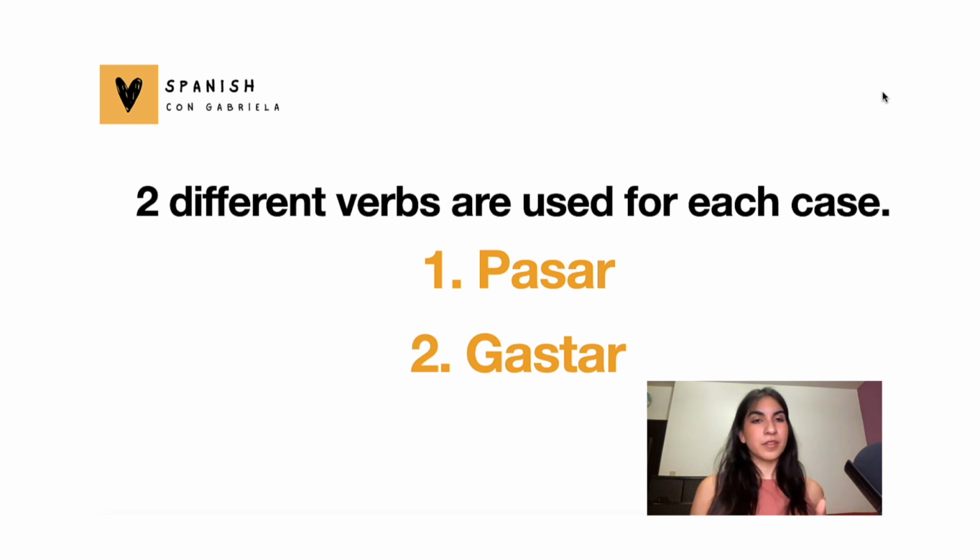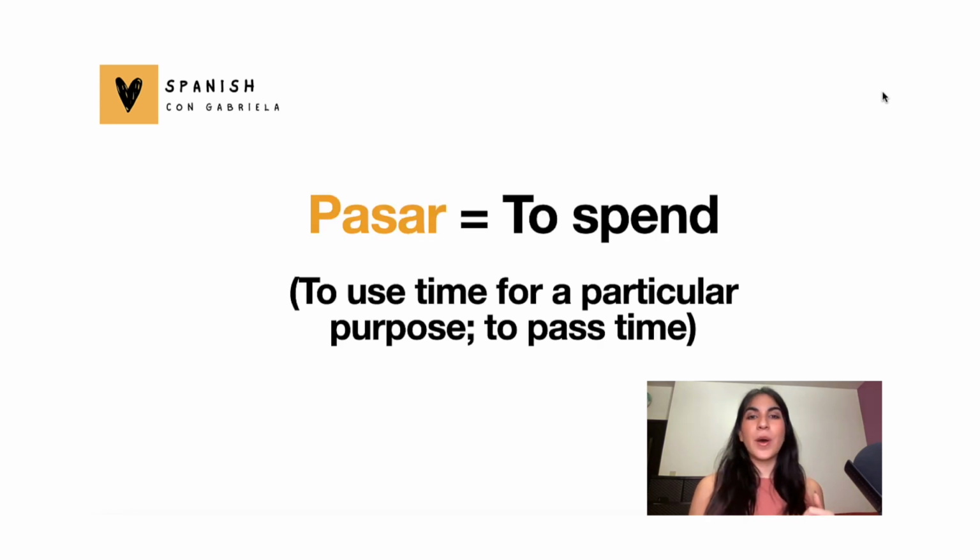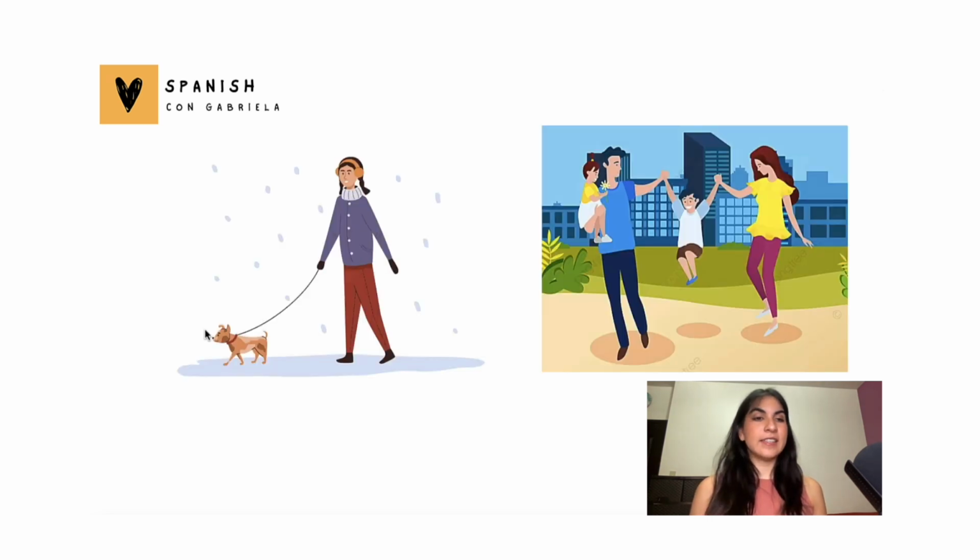Just for the purpose of this exercise, we're going to focus on the first verb, pasar, which is the one that is used to express the first sentence: I spend time with you. Pasar means to spend. In this example, pasar means to use time for a particular purpose or to pass time in general with someone or with something, like in these pictures. First one, I spend time with my dog, and in the second one, I spend time with my family, let's say. Now, let's try to get into some conjugations.